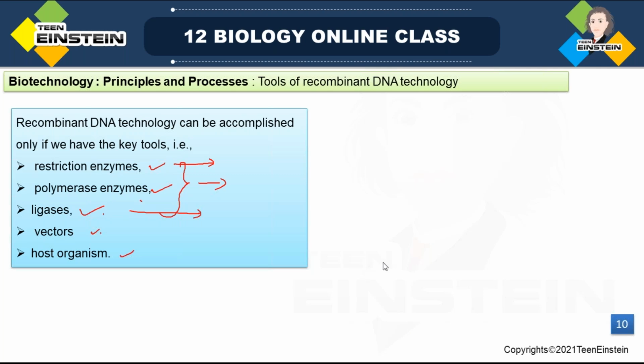Then in the next class, we'll be learning about each one separately. Restriction enzymes, we need to learn in detail. Polymerase enzyme, then ligase, vector, host organism, everything we have to learn in detail. So in the next class, we'll be learning everything in detail.